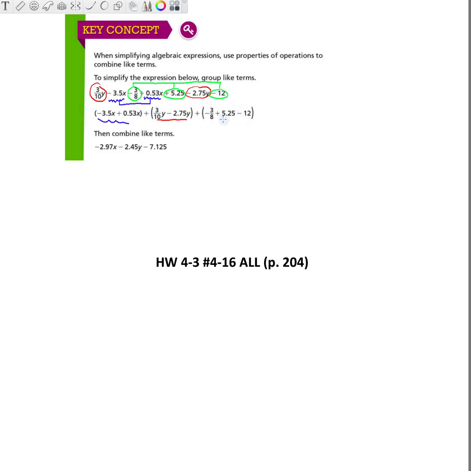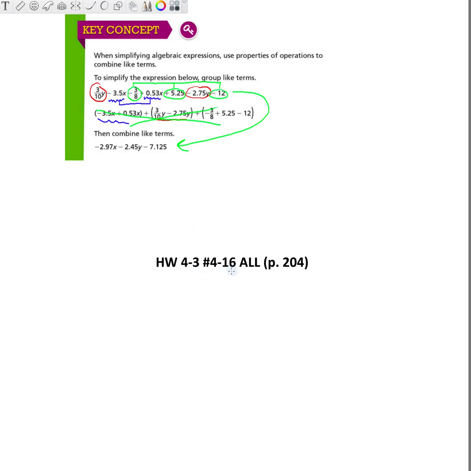And since we could put them together, I can mentally do that arithmetic rather than physically rewriting it. Then when you combine the like terms, it's just arithmetic. Negative 3.5 plus 0.53 is negative 2.97. Then we have 3/10 minus 2.75, and we get negative 2.45. And then we put all three of those constants together and you get that. So you should be able to go from here to here without doing all that business. You should not need to rewrite everything. Just know that you could do that, and so I don't want you to spend time doing that. I want you to spend time doing the appropriate arithmetic.